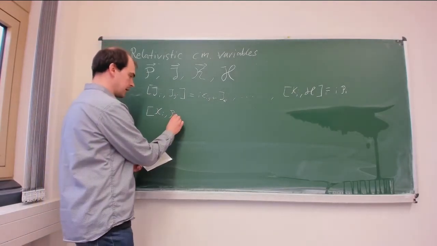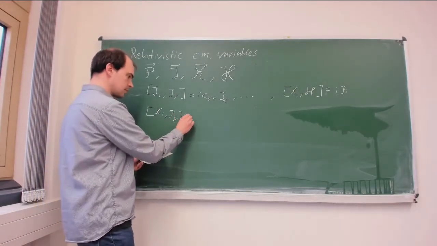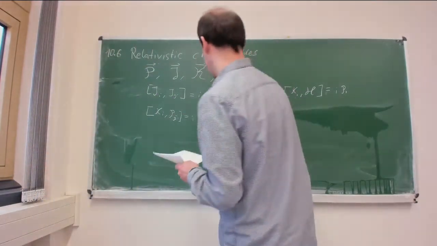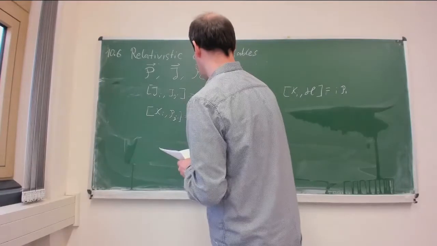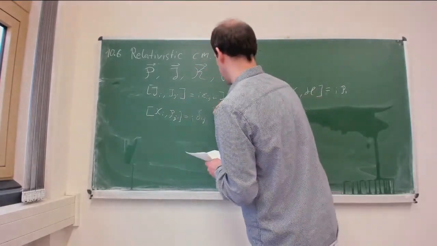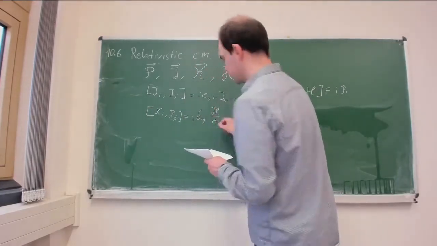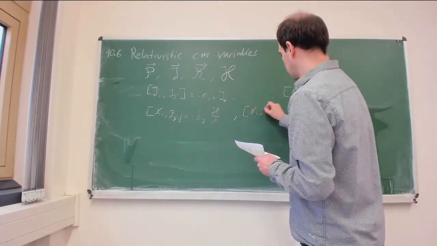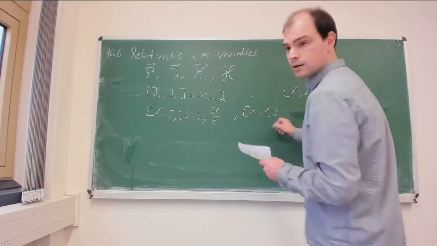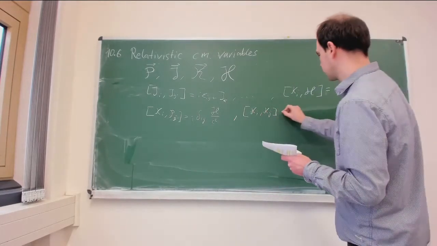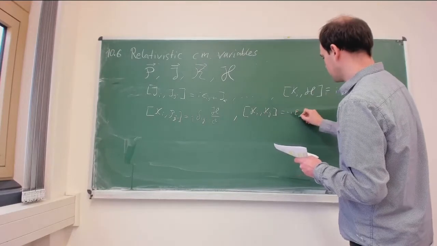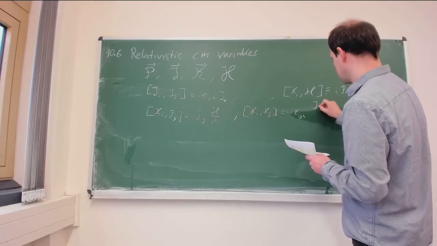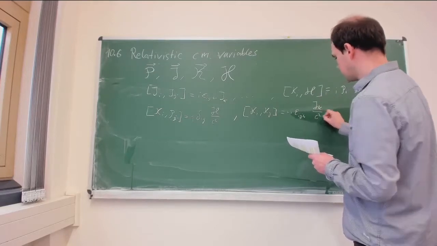And now the most crucial ones for what we want to do here are K_i with P_j. Those are 0 if i and j are different, but if they're the same, then we get i times H divided by c squared. And the commutator of K_i with K_j is minus i epsilon_ijk J_k divided by c squared.